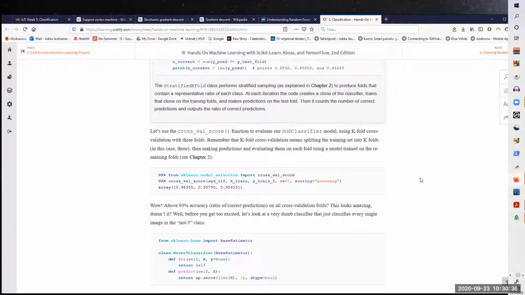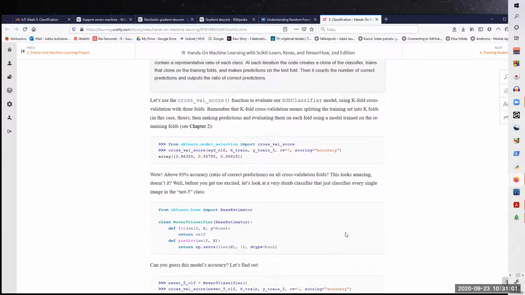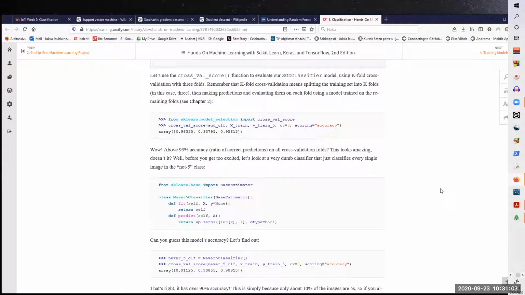So in any case, even if you just make a random guess, you are right in 90% of the cases, because 90% of those numbers are not 5. So in this case, if this algorithm gives you 93% accuracy, it's only 3% above this random level.